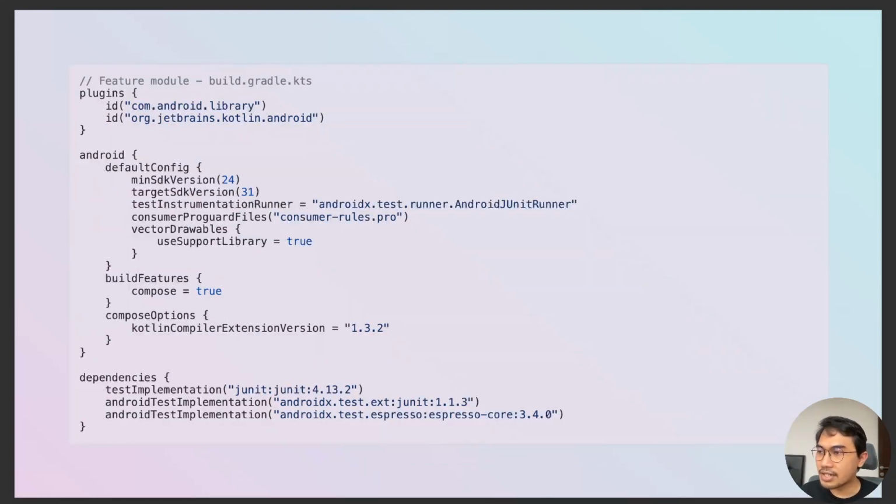This is the current feature modules build.gradle. We have the standard plugin block, Android block, and dependencies block. We will extract the default config and compose first. That's inside the Android block.